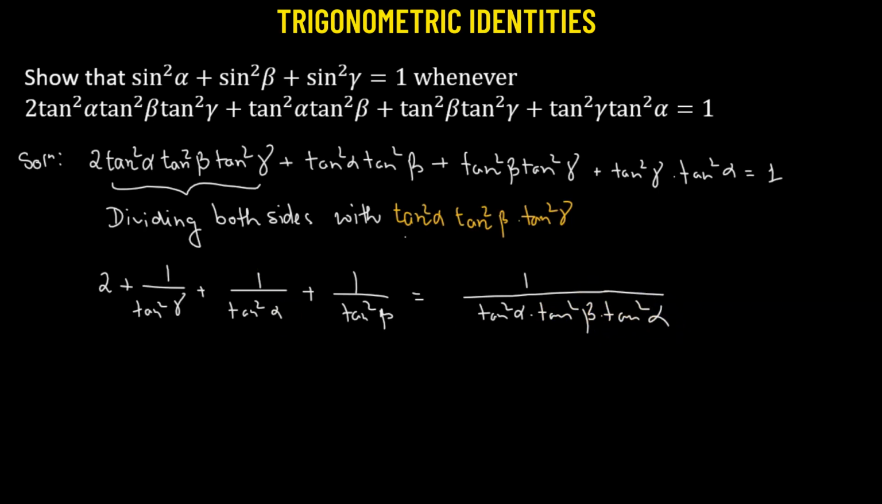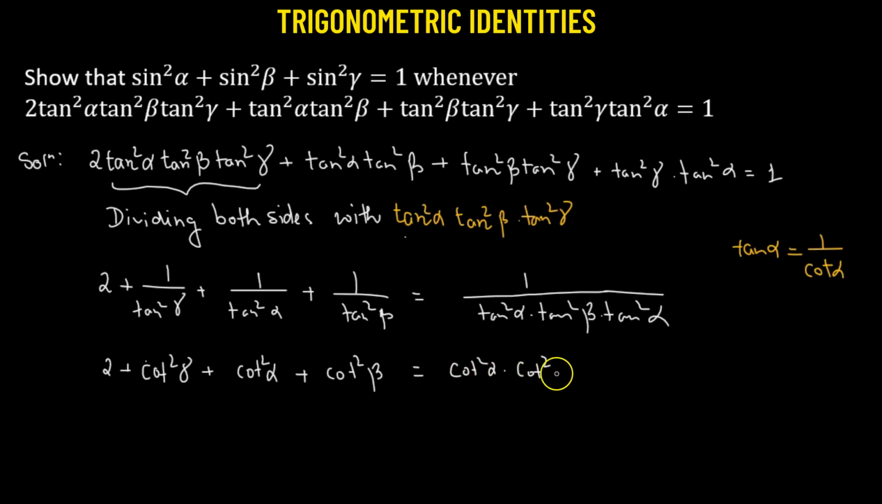Now we know that the tangent function is the reciprocal of the cotangent function. So let's write it down here. We have tangent of alpha, which is the reciprocal of the cotangent of alpha. This holds true for beta and gamma as well. That means tangent of beta will be 1 over cotangent of beta, and tangent of gamma will be 1 over cotangent of gamma. So we get 2 plus, since we have tangent squared alpha, its reciprocal will be cotangent squared alpha, plus cotangent squared beta plus cotangent squared gamma, which is equal to, similarly, cotangent squared alpha times cotangent squared beta times cotangent squared gamma.